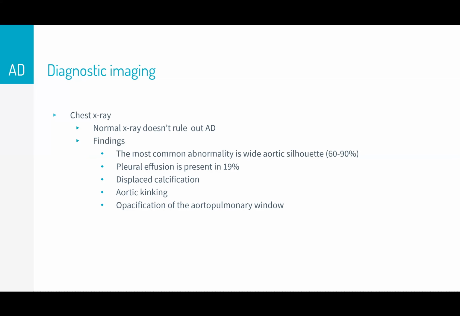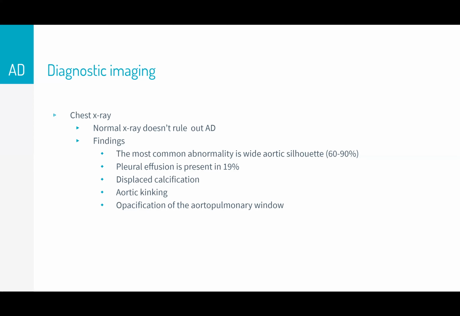For the chest X-ray, one important fact we need to realize is that a normal X-ray does not rule out aortic dissection, because an abnormal chest X-ray is only found in 60 to 90% of patients with aortic dissection. The rest, 10% at least, have a normal chest X-ray. But common findings that we can have in aortic dissection are a wide aortic silhouette, pleural effusion due to hemothorax in 19%, displaced calcification, aortic kinking, and opacification of the aortopulmonary window.